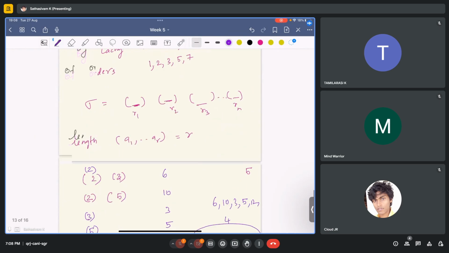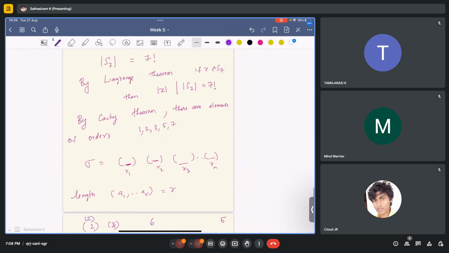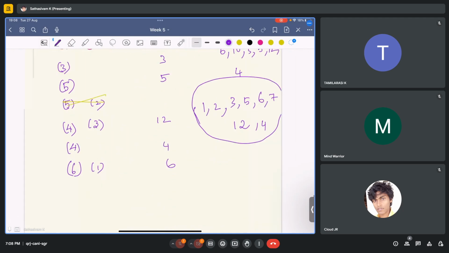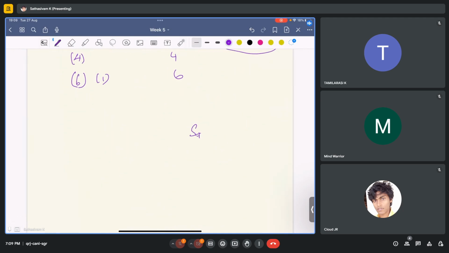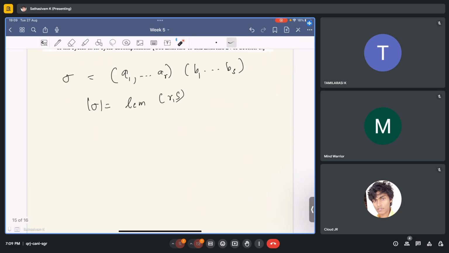Okay. If you look at S7, S7 is a big group, right? The order of S7 is 7 factorial. So for example, something like 3 times 5, which is 15. 15 also divides 7 factorial. But you can see here, there is no element of order 15. So an element of order 15 does not exist here. Okay. So these are the only possible orders.